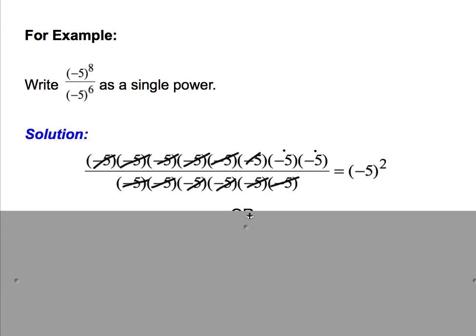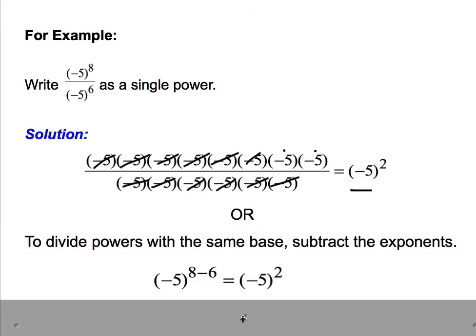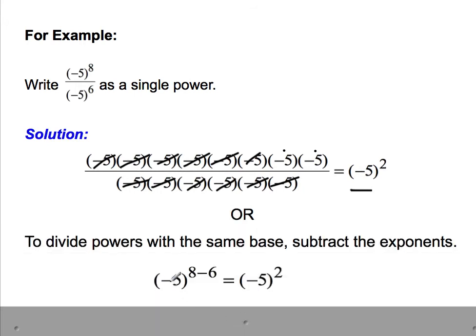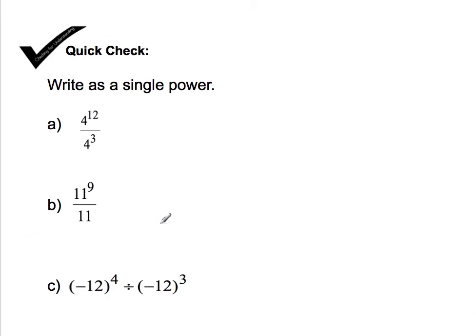2. So another way I can write that is negative 5 to the 2, or you can write it in shortened form. Since your bases are the same of negative 5, all I have to do is subtract the exponents. So I would probably pause the video and then come back, do these questions, and then come back and just check your answers.